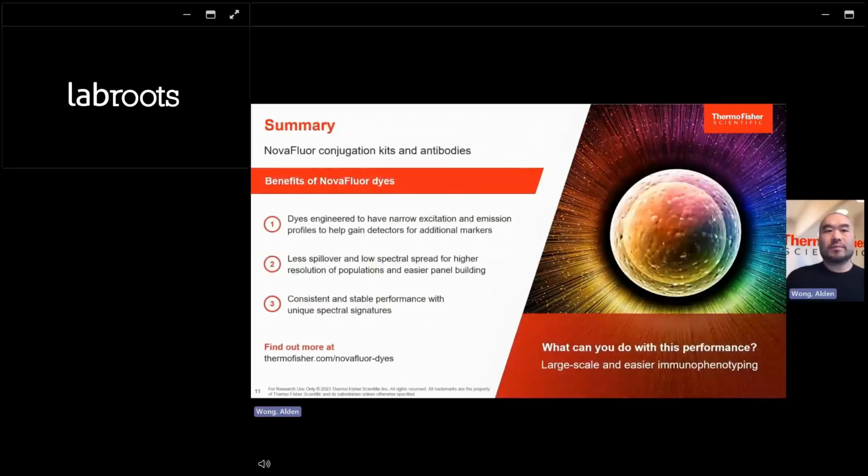So in conclusion, the NovaFluor dyes are engineered to have narrow excitation and emission profiles to help gain detectors for additional markers. They have less spillover and low spectral spread for high resolution of populations and easier panel building. They have consistent, stable performance with unique spectral signatures.